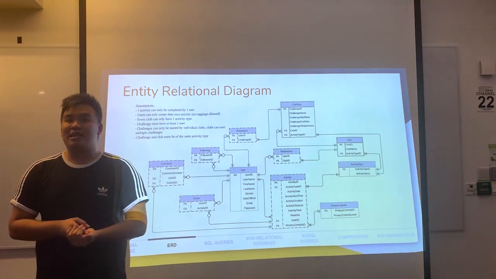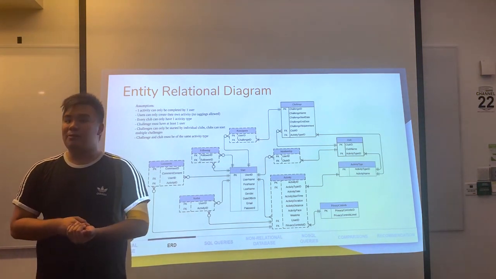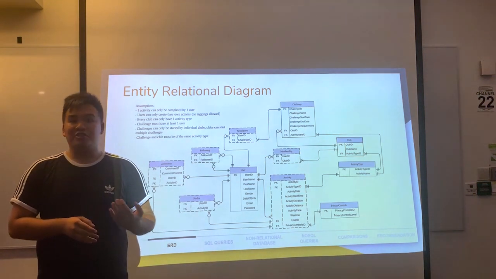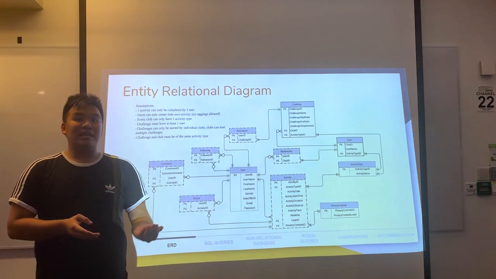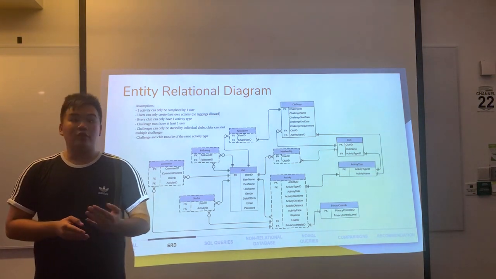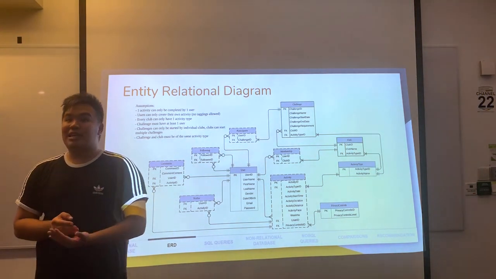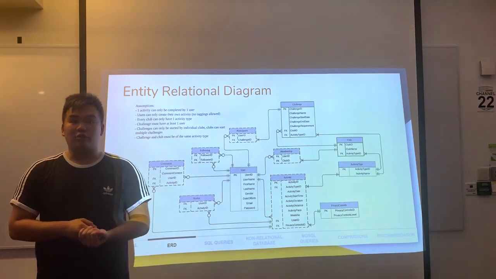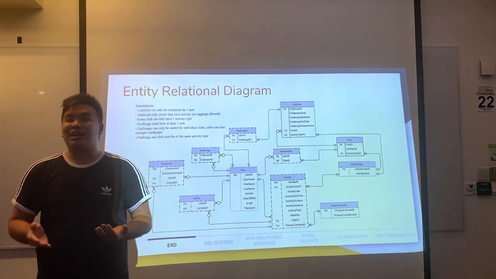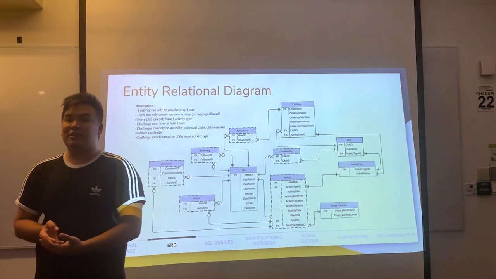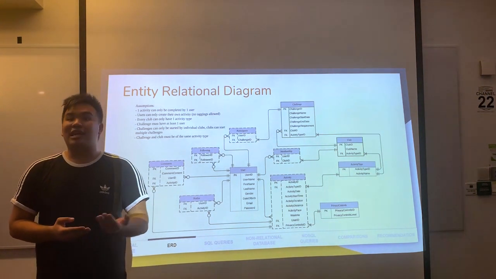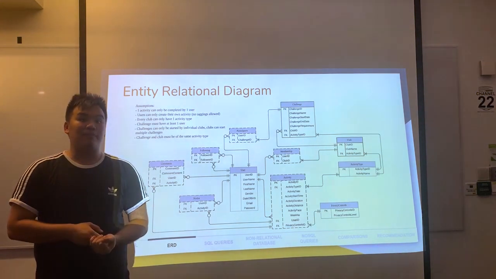The assumptions we made include one activity can only be completed by one user, which means an activity cannot be shared between a group of users. Next, users can only create their own activity, where there is no tagging of activities allowed. Next, every club can only have one activity type. For example, if the main activity of the club is running, users cannot add their swimming activities to the club.